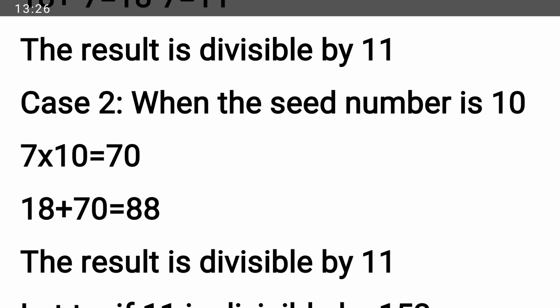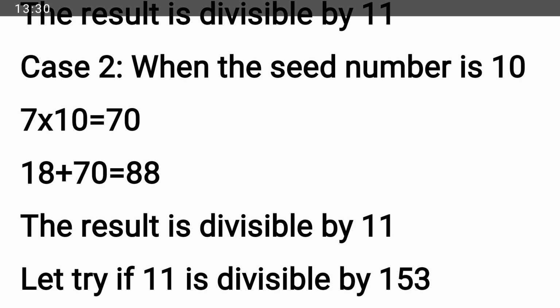Let's try it with 10 as the seed number. So 7 times 10 is 70. 70 plus 18 is 88. The result 88 is also divisible by 11.